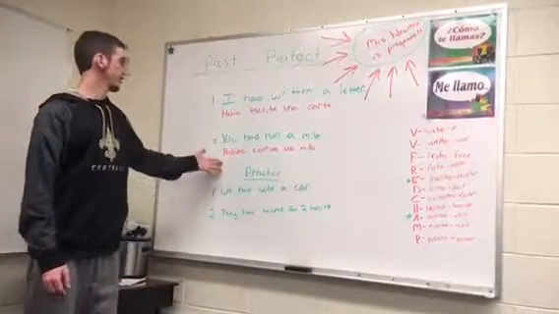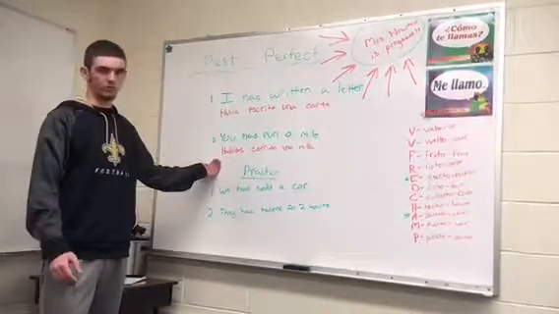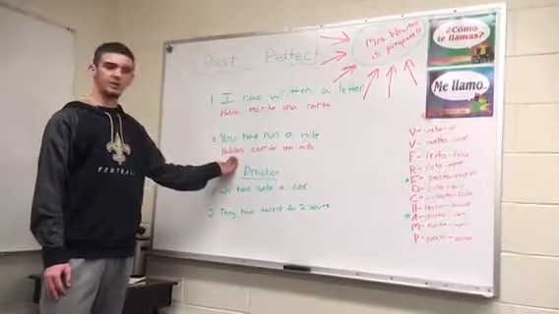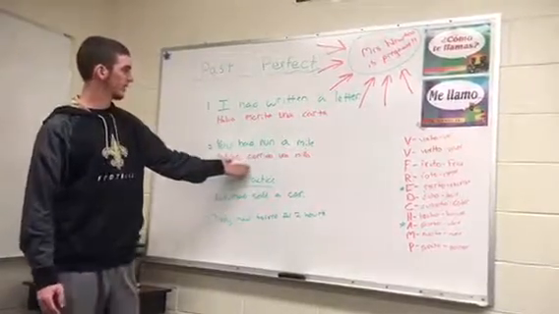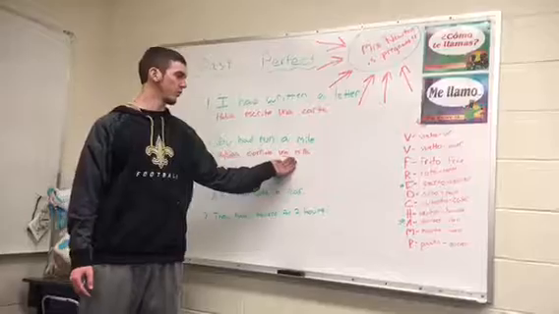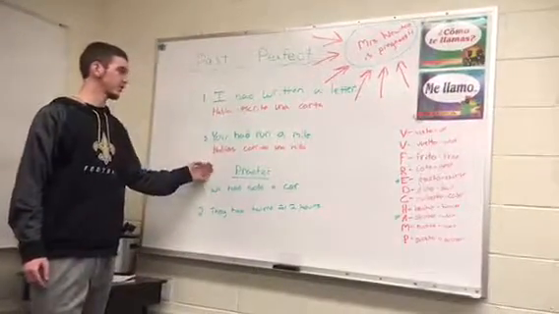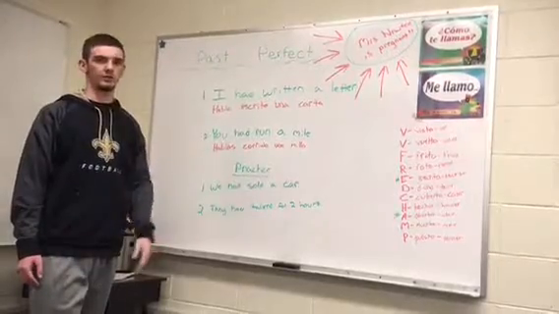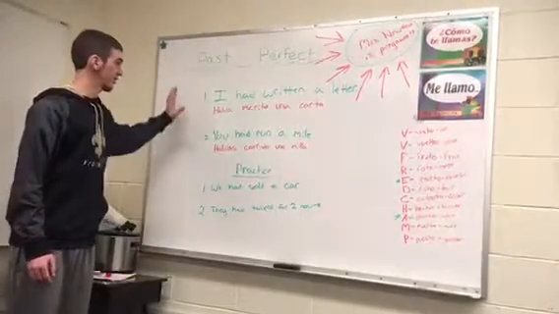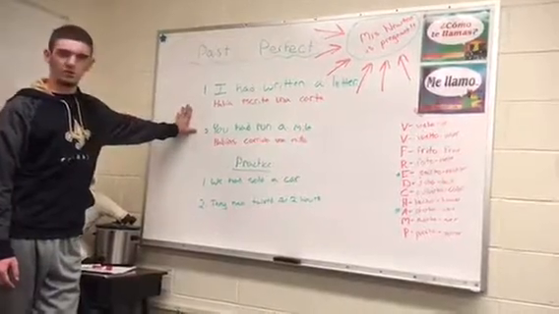And the second one, you had run a mile. Now you conjugate haber in the you form. It's habías, which is you had, corrido, to run, una milla, which is a mile. Habías corrido una milla. Now that you got a pretty good idea of that, let's have you do some practice.